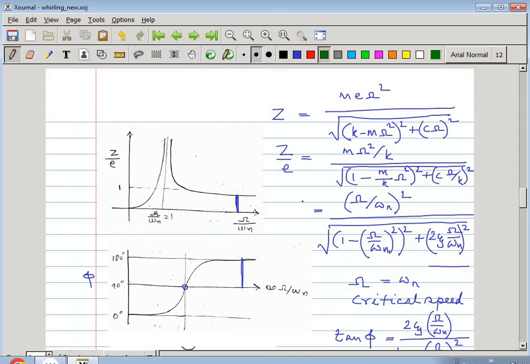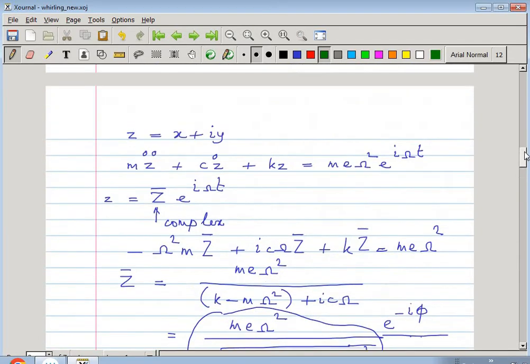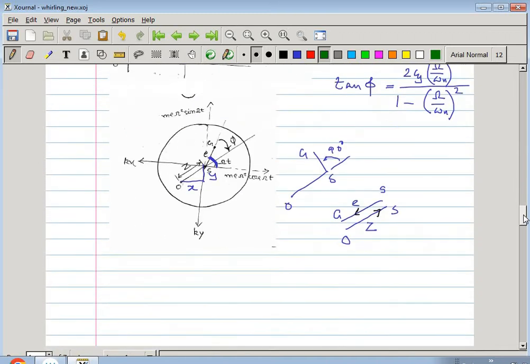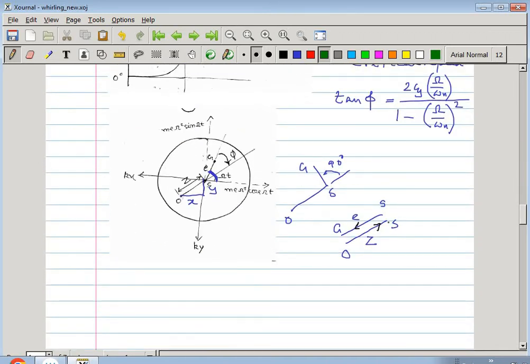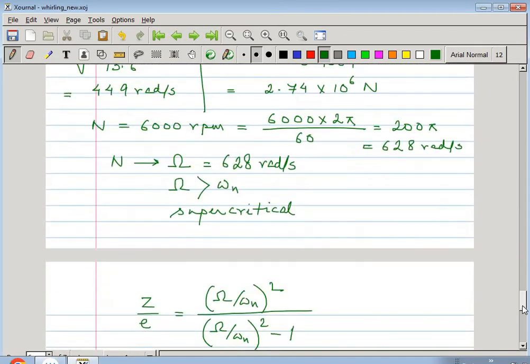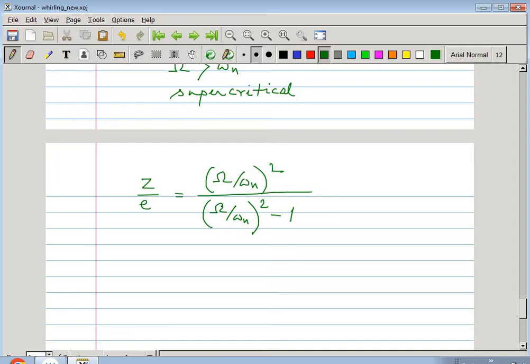So this Z by E becomes negative. This becomes negative because the phase is actually 180 degree. That means Z and E are in opposite directions. So here Z is in this direction and E is in the opposite direction. That's why the negative sign is coming. But to avoid the negative sign, we just write the formula like this.